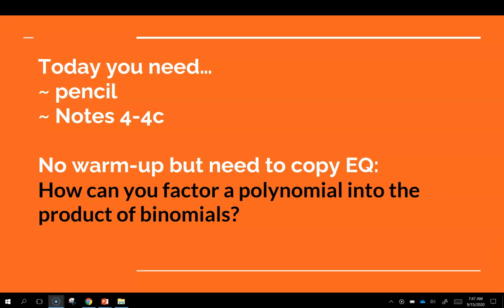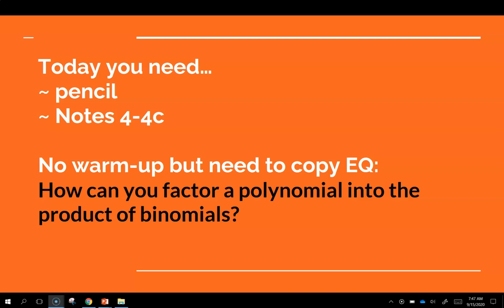Okay guys, today you have two sections. The first section you've already done. It was factoring a trinomial when your a value is not 1, and you use the slip and slide method to do that. This section of notes is going to be two other methods.